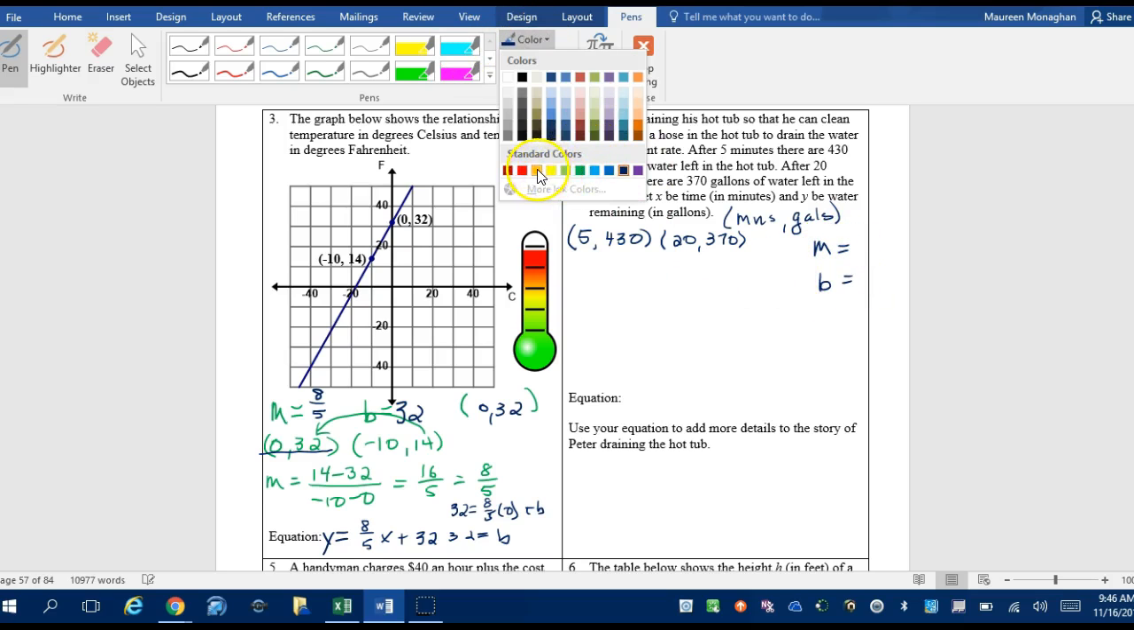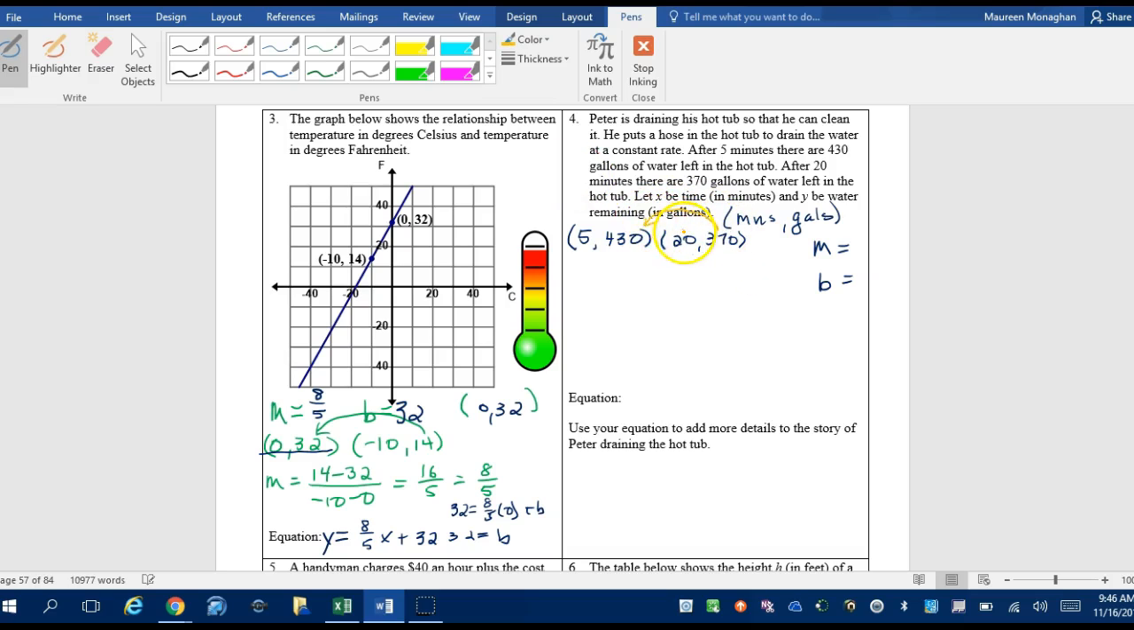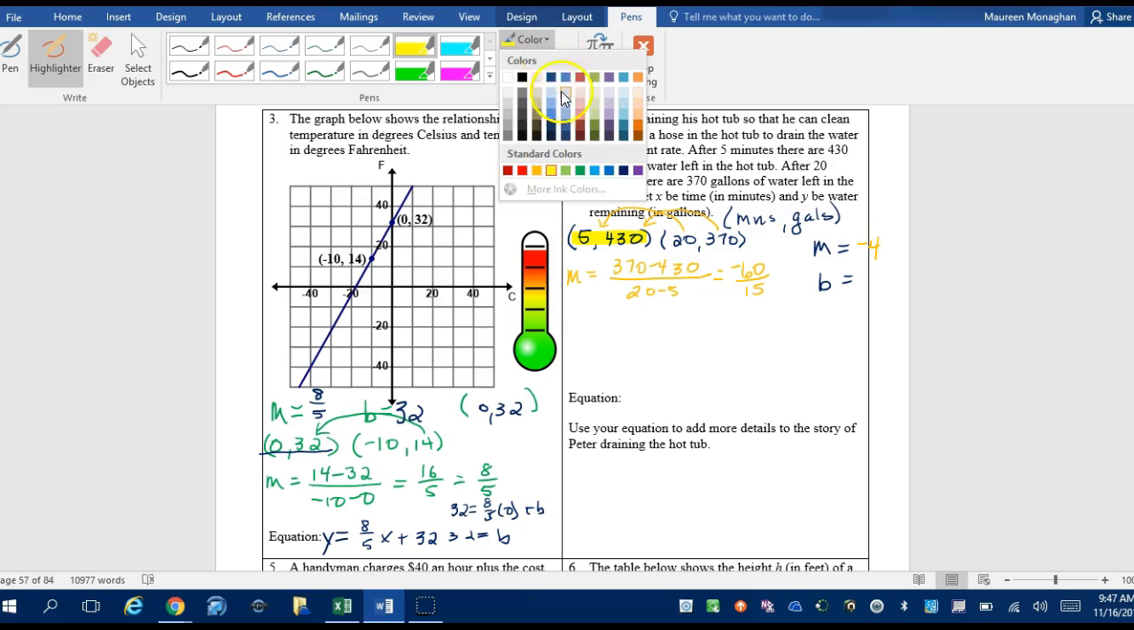Slope, of course, we're familiar with this. Go backwards this way and that way. So slope is 370 minus 430 over 20 minus 5. And that gives me a slope of, I'm going to pause. Alright, it's negative 60 over 15, which gives me negative 4 as my slope. I have to find my y-intercept. So which point am I going to use? I'm going to use this point to figure that out.